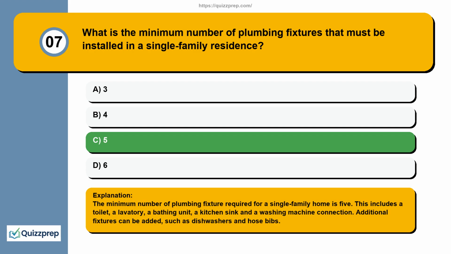The minimum number of plumbing fixtures required for a single-family home is 5. This includes a toilet, a lavatory, a bathing unit, a kitchen sink, and a washing machine connection. Additional fixtures can be added, such as dishwashers and hose bibs.